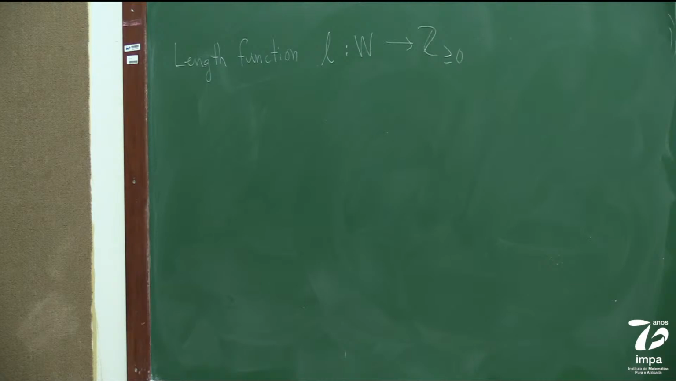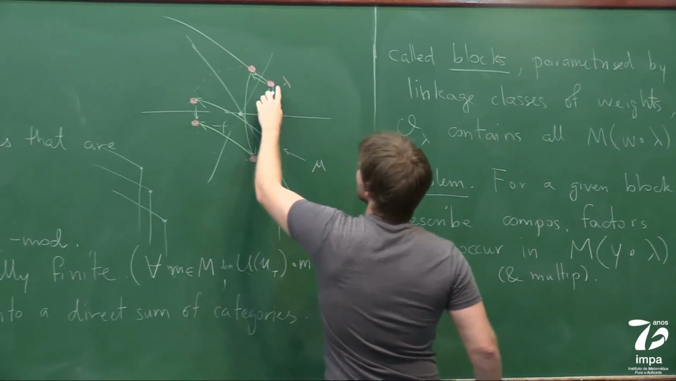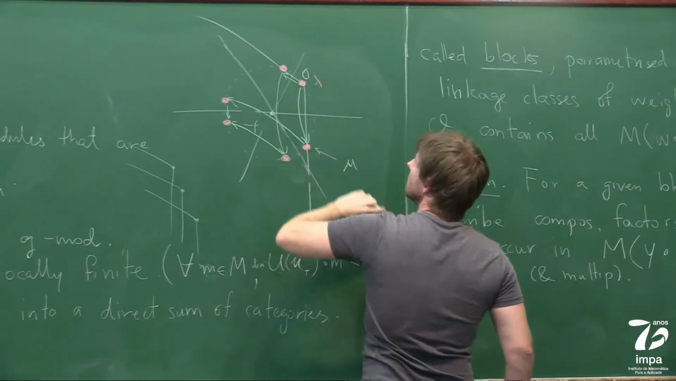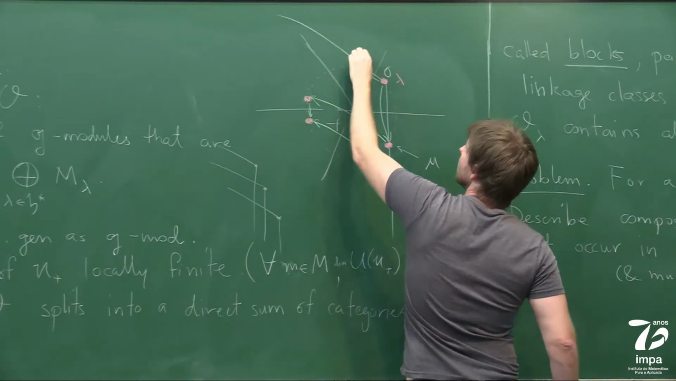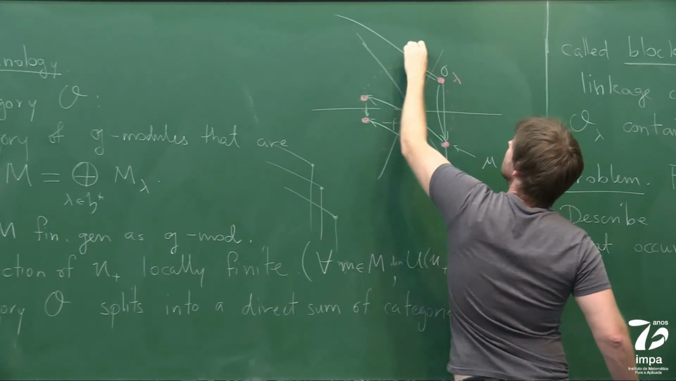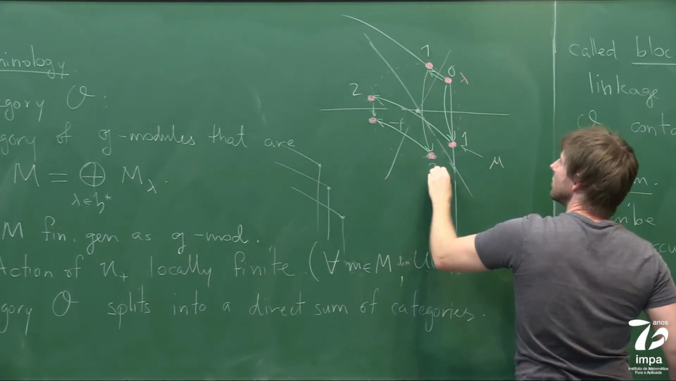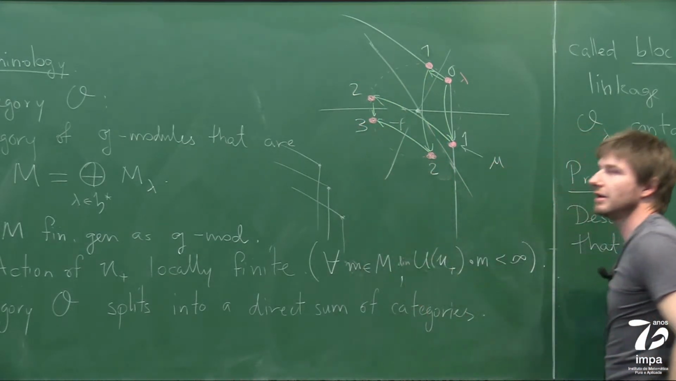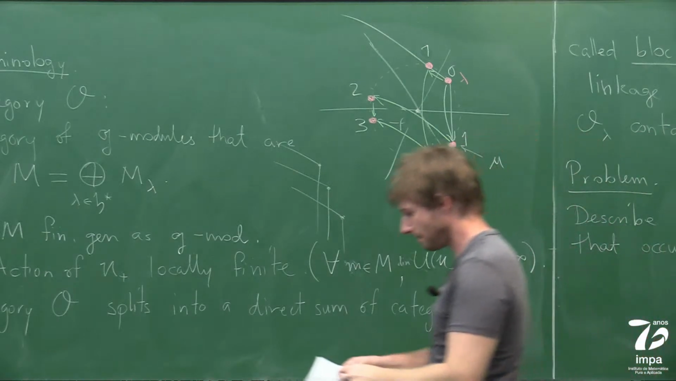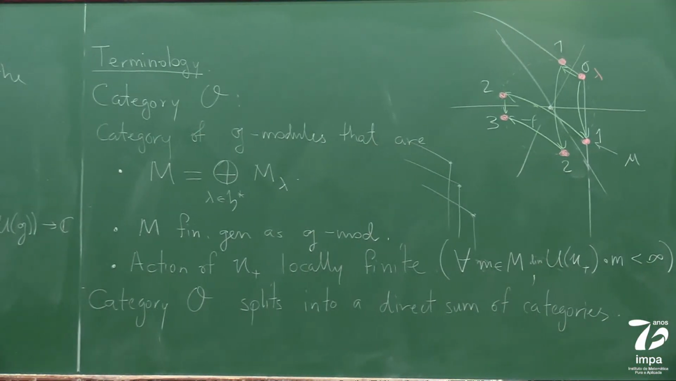There's a length function on the group, which is given by counting how many simple reflections it takes to get your element. Here, 0, because it was just the identity. Then I could apply one reflection, or one reflection here, two reflections. Finally here, I got 3 reflections. And this corresponds to an order on the group.